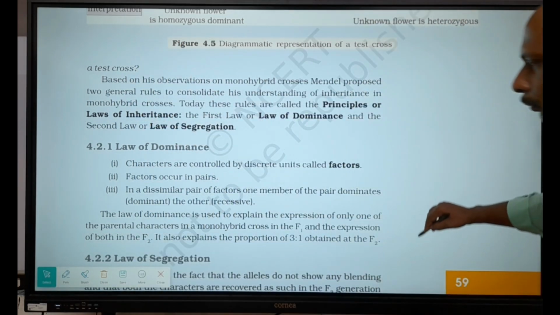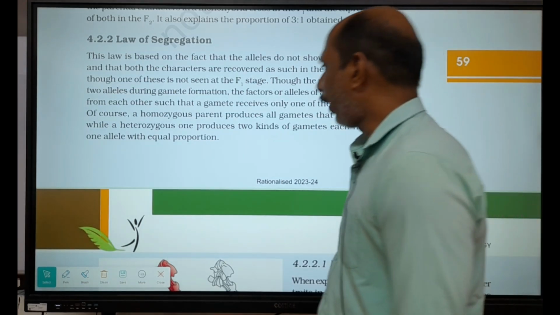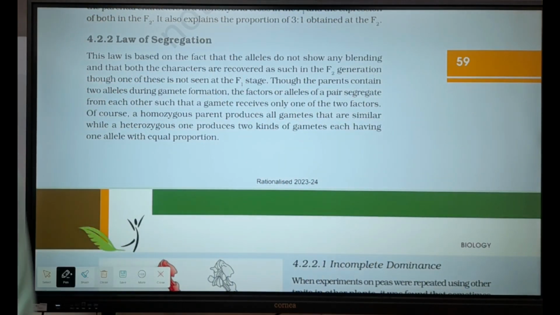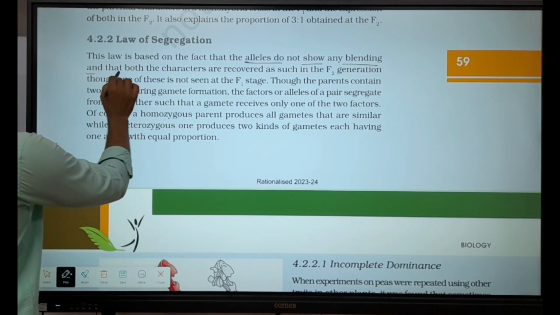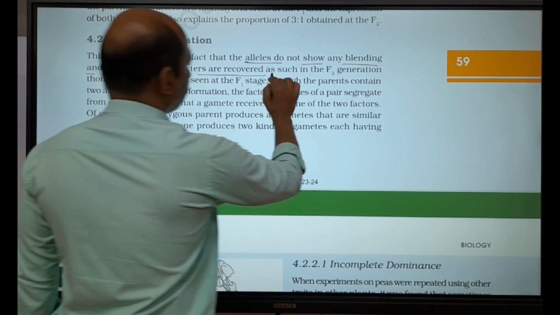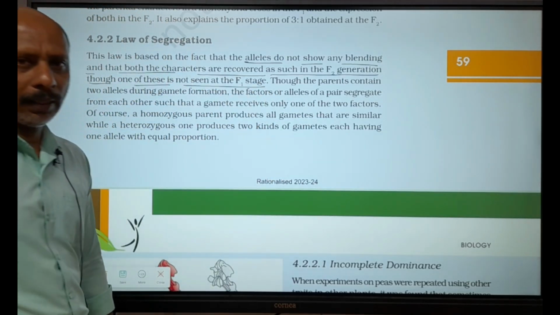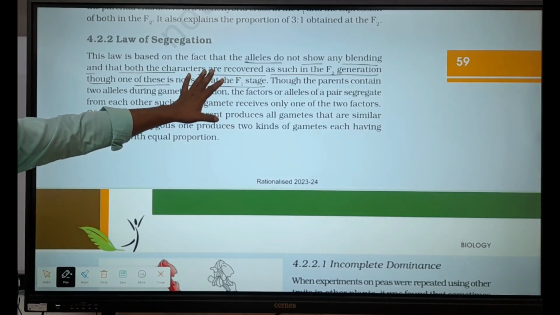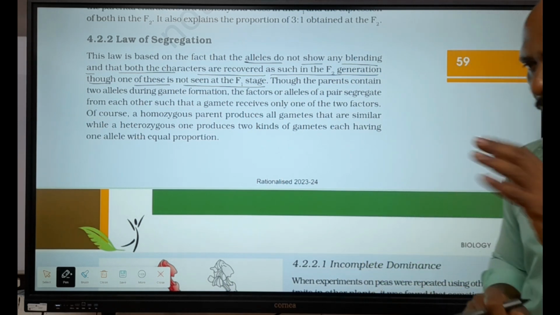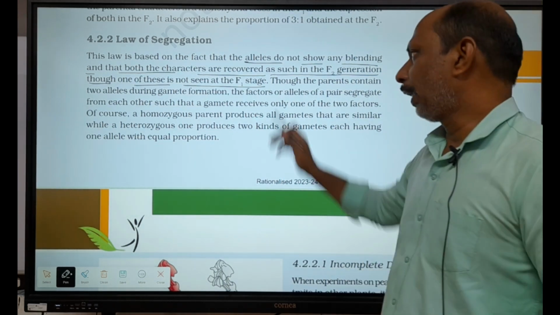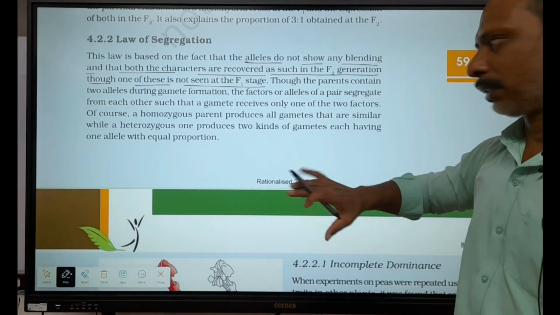Now the law of segregation, the second law of inheritance. This law is based on the fact that alleles do not show any blending and that both the characters are recovered as such in the F2 generation, though one of these is not seen in the F1 stage. In the F1 stage, the law of dominance is there. Both are present in the single zygote, so only one is expressed, and the other one is not expressed. But in F2, both the characters are recovered as such.